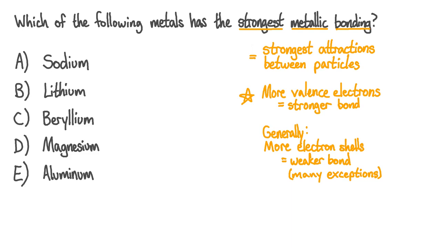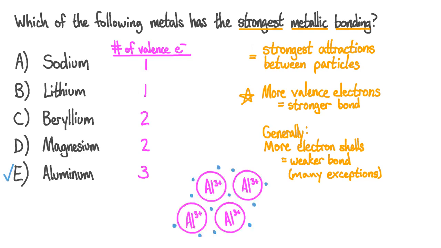So let's investigate that relationship first by finding the number of valence electrons of each of these metals. How do we find the number of valence electrons? Well, we can take a look at the periodic table. As members of group 1, sodium and lithium have 1 electron in their outermost electron shell, or 1 valence electron. One column to the right, we find beryllium and magnesium in group 2, with 2 valence electrons. Aluminum, the third element in its row, in group 13, has 3 valence electrons. Since it has the most valence electrons, aluminum, choice E, is the correct answer.